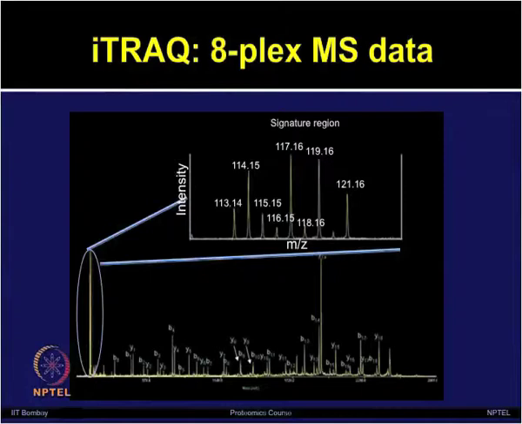Now, we will have a look at the 8-plex MS data. In the MS/MS spectrum, here we are showing the reporter region signature of an 8-plex iTRAQ reagent, showing 113.14, 114.15, 115.15, 116.15, 117.16, 118.16, 119.16 and 121.16 reporter ions.